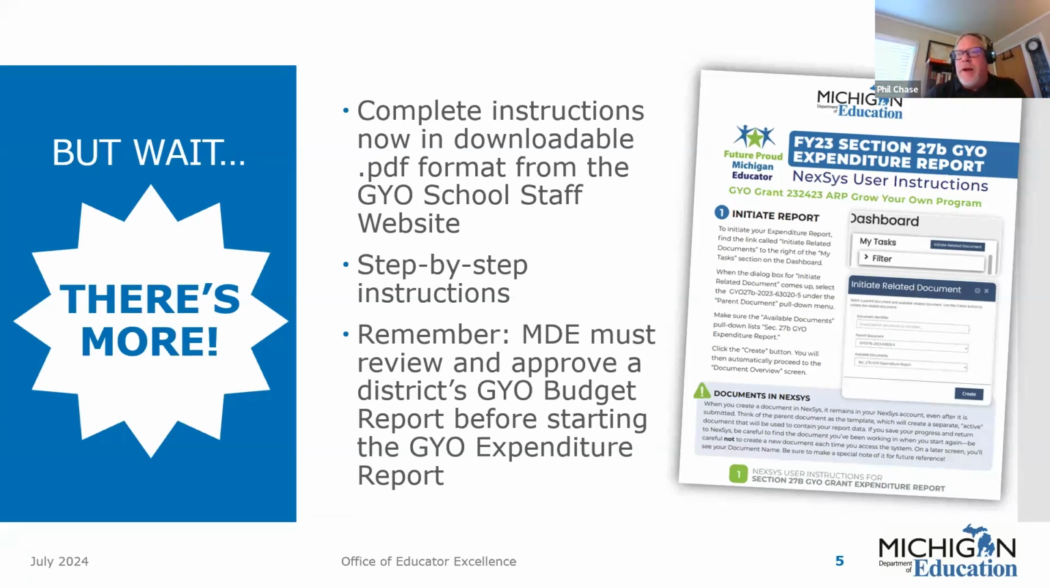And then once again, another reminder: before you even start the GYO expenditure report, you have to have your GYO budget report amendments, or the confirmation that it's correct, in already to us before even starting on this report. So once again, you can download this from our website. It's great. I think it helps you a ton.